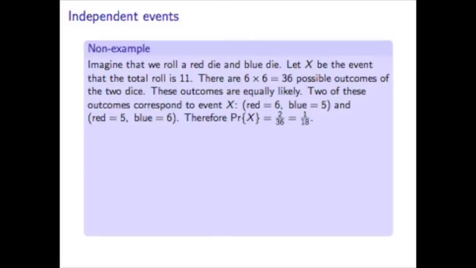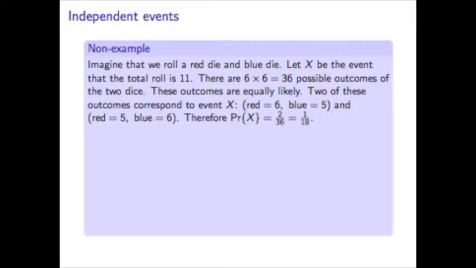It's useful to think of an example of two events which are not independent of each other. So let's imagine that we are rolling one red die and one blue die, and we will let x stand for the event that the total sum shown by the two dice is 11. So what is the probability of x? There are 36 possible outcomes of this experiment because there are 6 ways that the red die can land and there are 6 ways that the blue die can land.